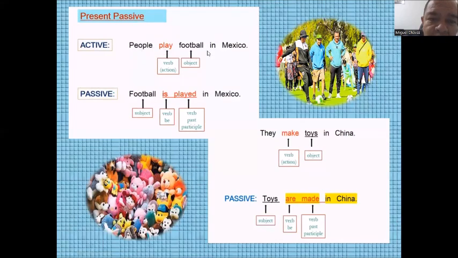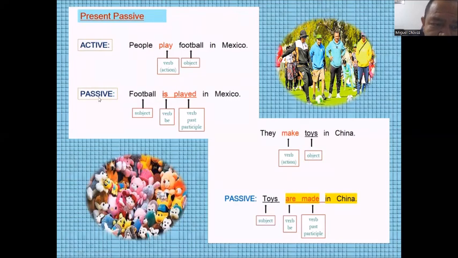People play football in Mexico. People is the subject, the person who does the action of the verb play. And play football is going to be the object. That is going to be the order in an active voice. Let's change this active voice to passive voice.